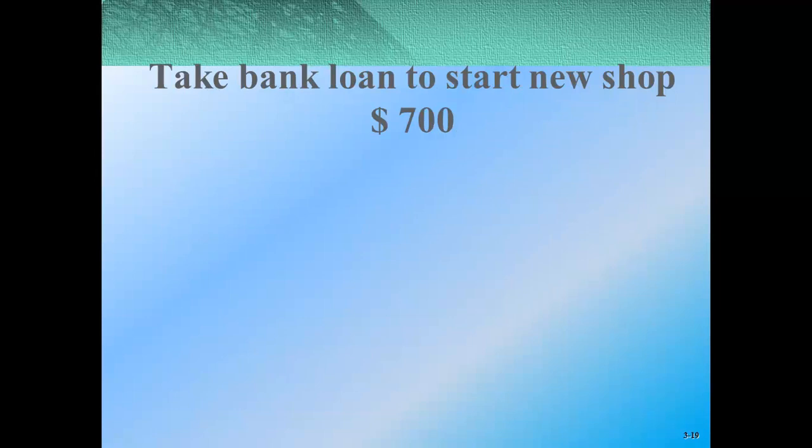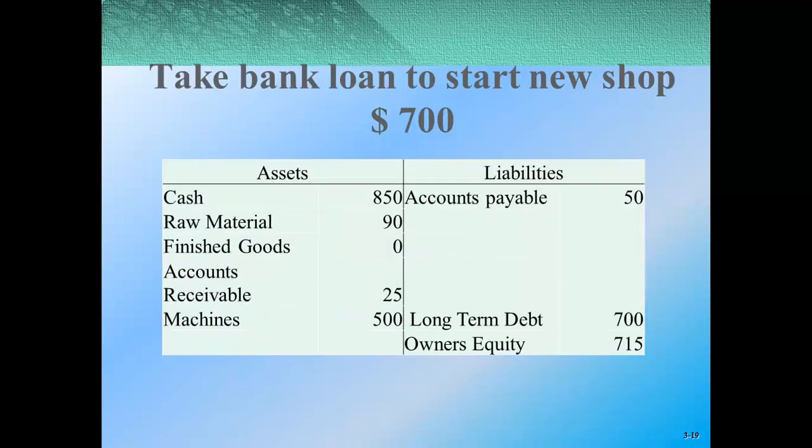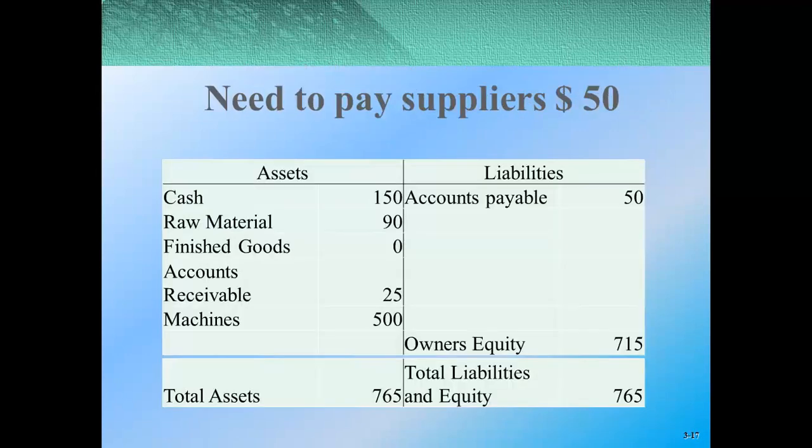Now let's take a bank loan to start a new shop for $700, and this is cash. So we had cash of 175. It'll increase to 8. Well, here in this case, we kept accounts receivable. I apologize. So we have $25 of accounts receivable, and that's back to 850. Now it's back to 850 because we had 150 cash and we got $700 of new loan. So let's go back and see that. So here we have 150 cash, 25 accounts receivable, 90 raw materials.